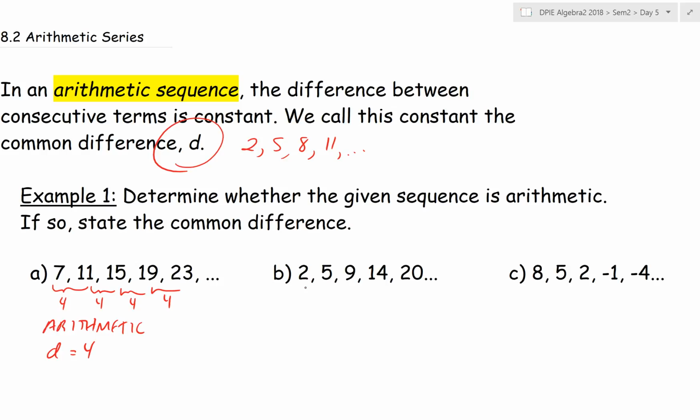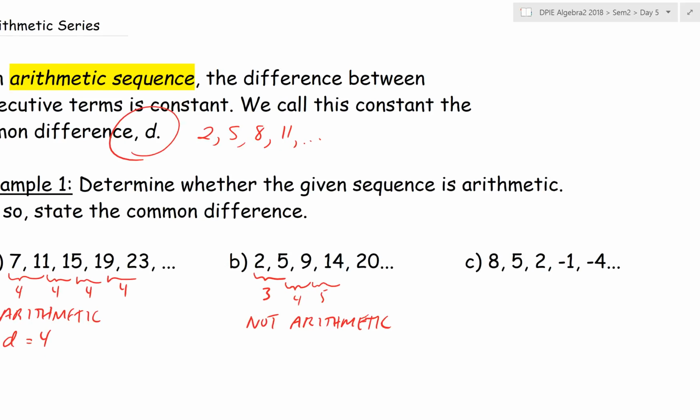So in example B, the difference between the first two terms is 3. So we would add 3 to 2 to get 5. But then to get from 5 to 9, we would have to add 4. And to get from 9 to 14, we would have to add 5, and so on. So the difference is not consistent, and so this is not arithmetic. There is not a common difference from one term to the next. So it's not arithmetic, and there's no point in stating the common difference because there isn't a common difference.